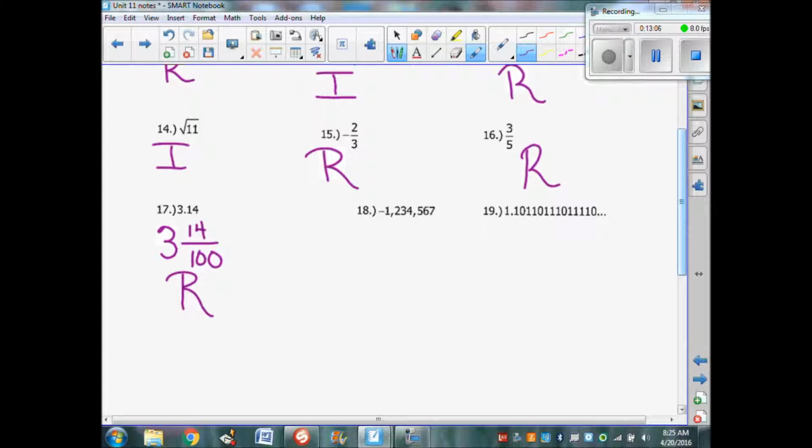18. Everybody. It's rational. It's just a really small number. That's all. There's no decimal there. Okay? It's a negative. That's fine. We can make that a fraction. And be careful in 19.